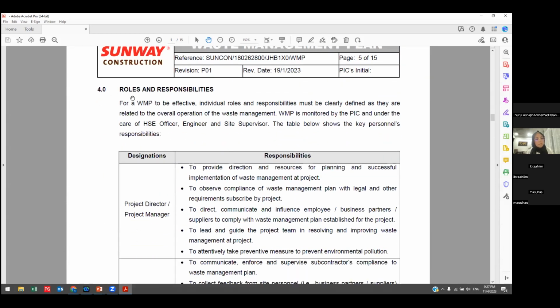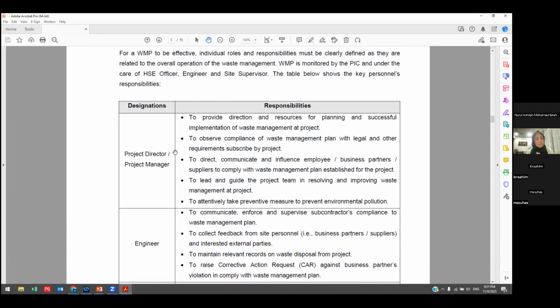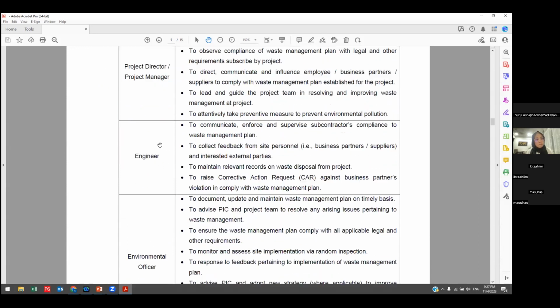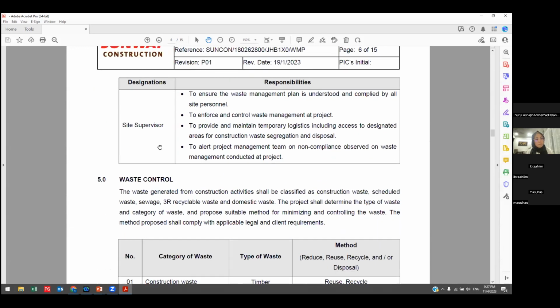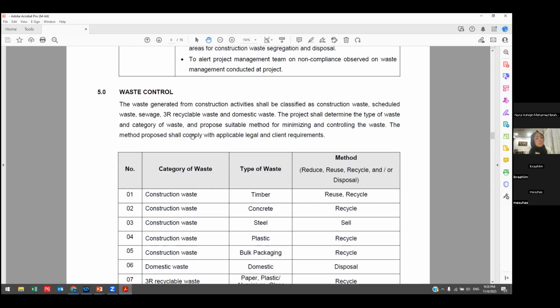And then they have the roles and responsibilities all the way: project director, engineers, environmental officers, site supervisor. So it goes from the person who gives the direction to the site supervisor, who needs to implement it at the site. It's not only paper, it must be implemented at the site.